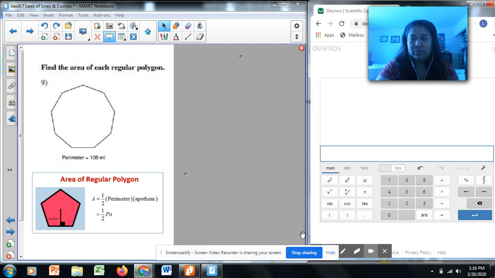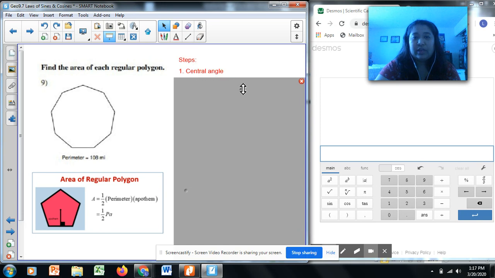Hi everyone, I'm showing you a quick video on how to find the area of a regular polygon. So the first step is to find a central angle. In our nonagon, you can form a central angle by drawing a radius from the center to a vertex.